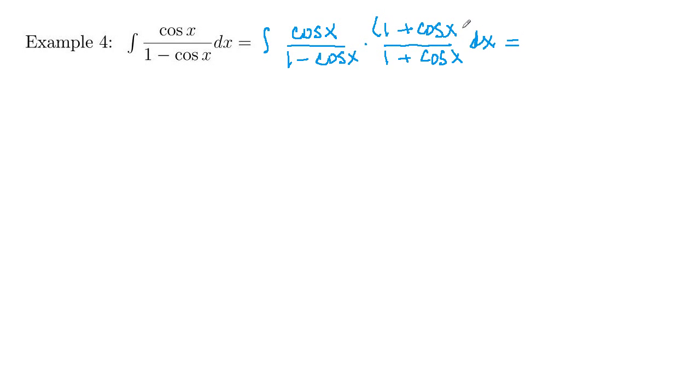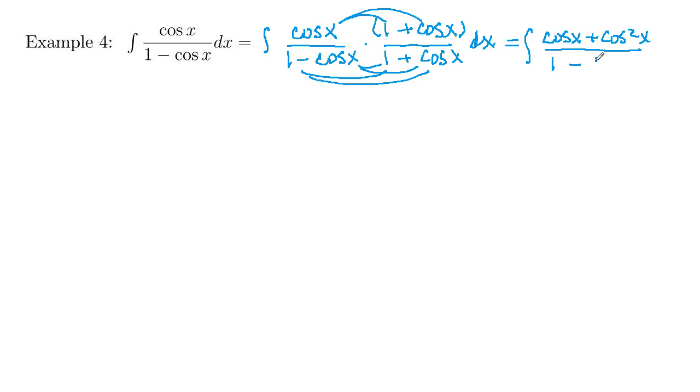And in the numerator here, we get cosine plus cosine squared. And in the denominator, first terms, 1. Outer terms, negative cosine. Inner terms, positive cosine. Those cancel. And then last terms, negative cosine squared. So 1 minus cosine squared x dx. So now we can trade that out for a sine squared.